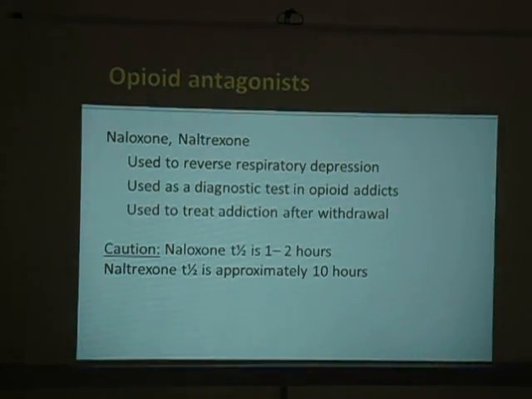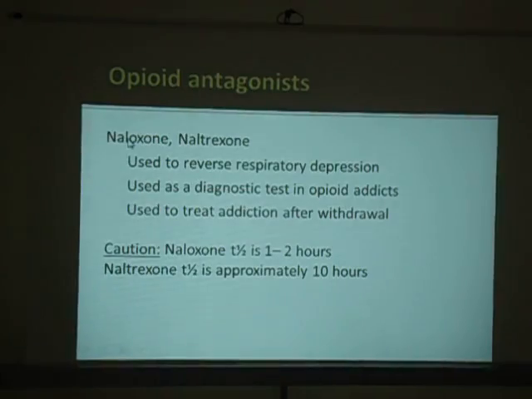So coming to the opioid antagonists. Opioid antagonists, what are these? Naloxone and Naltrexone. Naloxone is the classical one, but it is not orally active. We need to give it IV, and the half-life is very short, about 1 to 2 hours. So repeated administration will be necessary. Whereas the relatively newer agent, Naltrexone, has a half-life of approximately 10 hours, and it can also be given orally. So when comparing, Naltrexone will be better here.